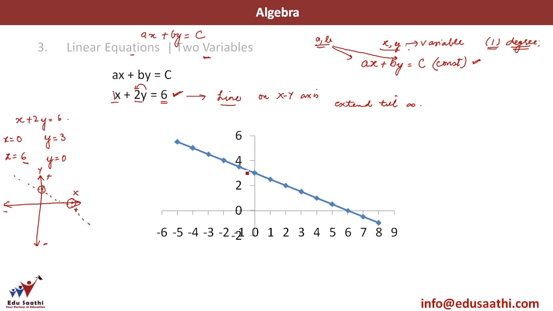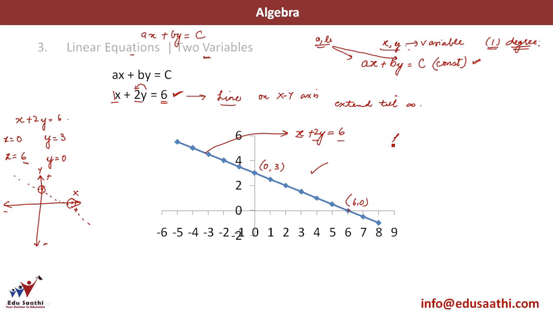So I have joined the 2 points. This is the point which I have, 0, 3, and this is the point that I have, 6, 0. I join the 2 points with a straight line, extend them till infinity. I get the graphical representation of the line x plus 2y equals 6. This is how the graph of x plus 2y equals 6 looks like.